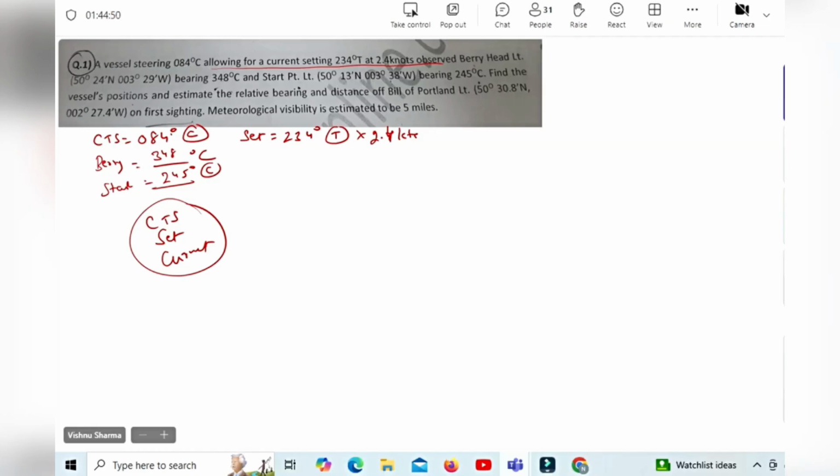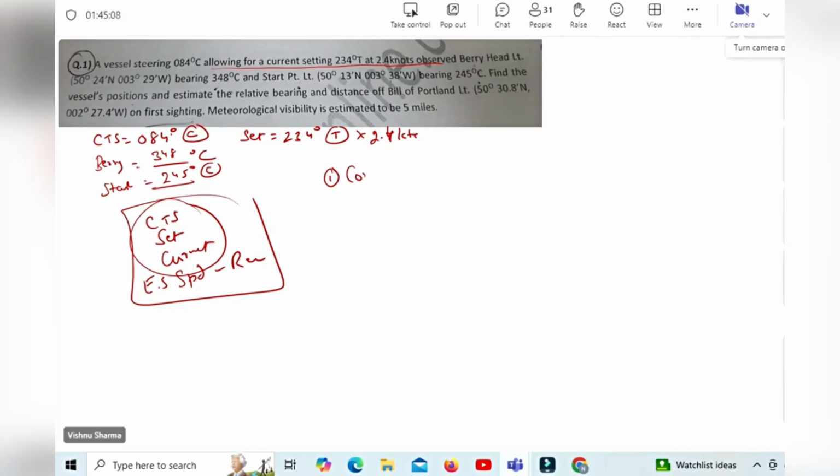Now you will get the engine speed from the remarks. So you'll have four elements. How will you do this question, guys? Steps involved. See, it's a very simple question if you see it in totality. First, convert CTS to true, or rather, first find the compass error.